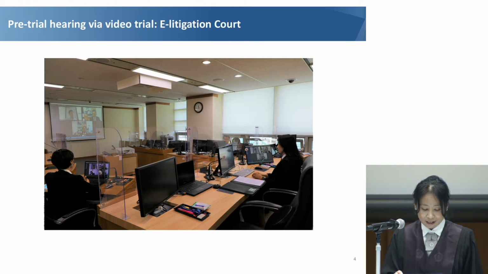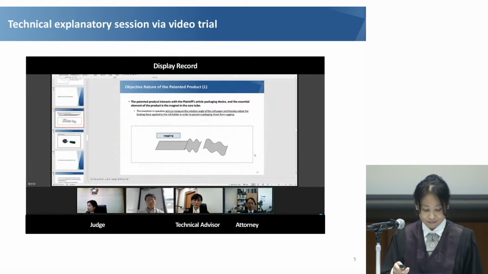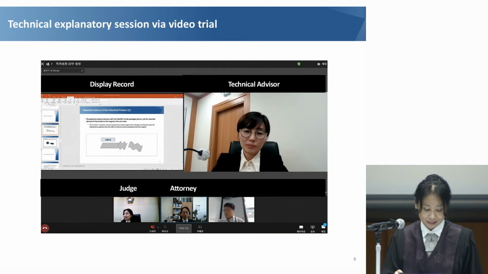As you see in the slide, a pre-trial hearing was conducted via video trial, and a technical explanatory session was held in the presence of a judicial technical examiner. The plaintiff applied for witness summons, which this court approved.